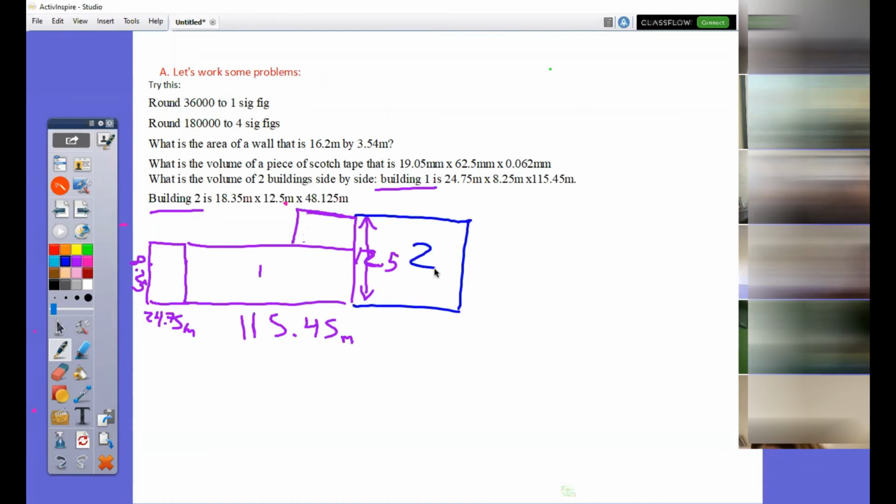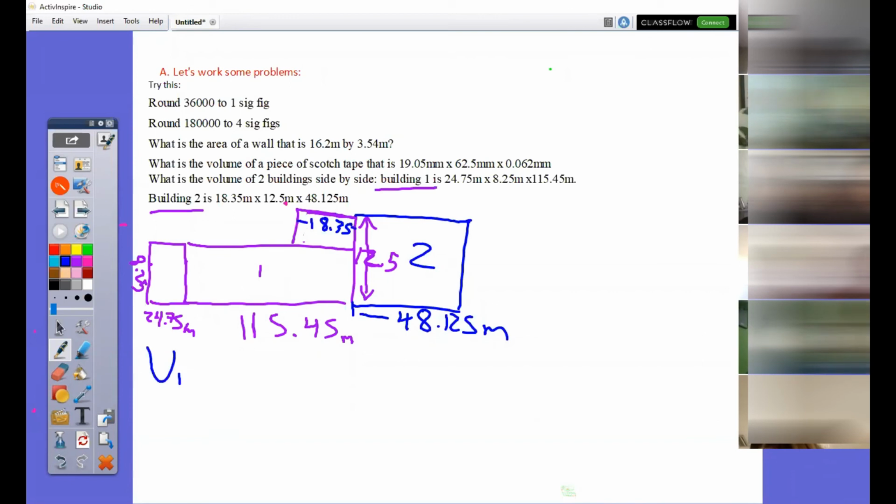Okay, that's building 2, and that's 48.125. What we want to know is the total volume. Now don't get all freaked out. You take the volume of building 1, you take the volume of building 2, and you add them together. So we have from here to here 48, we have 12.5, and we have 18.35 in width.